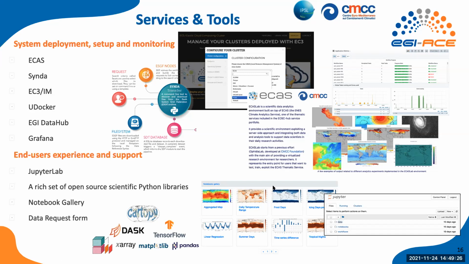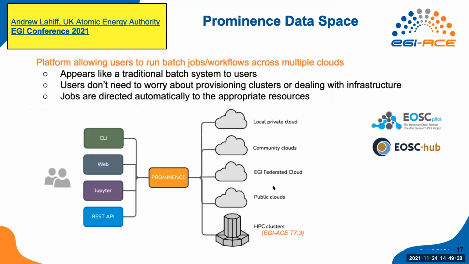The second example of data space that I would like to show today is the Prominence data space. I also put a link here of the recent presentation that's been given by Andrew live at the AGI conference. So I've taken some of the slides from what has been presented.